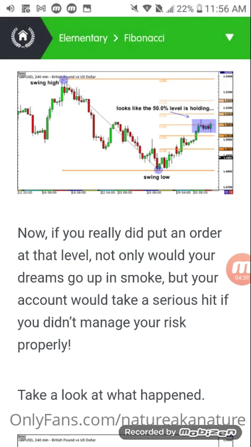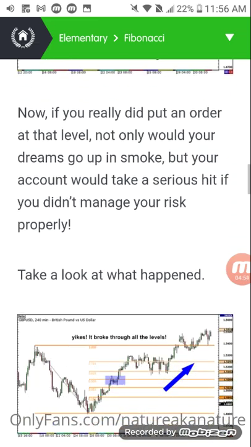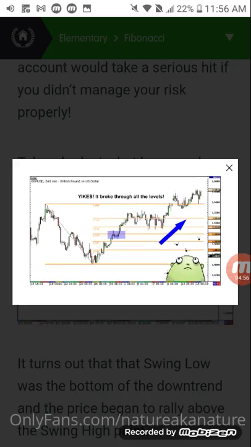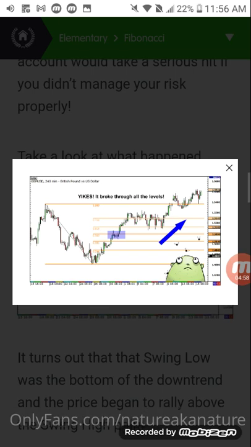If you were confident about this trade, you risked a lot with your account. Your lot size was very, very big. So let's take a look and see what happens. This can happen. It's called a fake out.